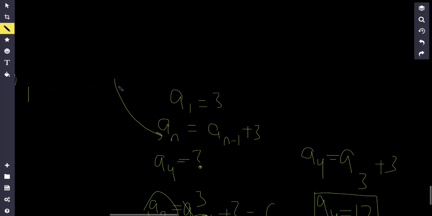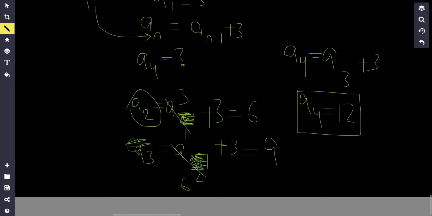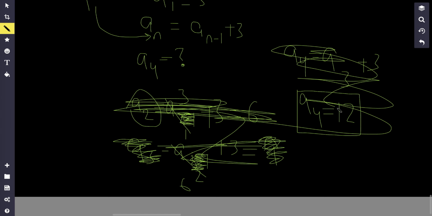So the thing about recursive sequences is, let's just say, for example, I plugged in 4 immediately. So let's say I did not know what a sub 3 was equal to. Let's say I did not know a sub 3 was equal to 9. Okay, let's just say I did not do any of this work.